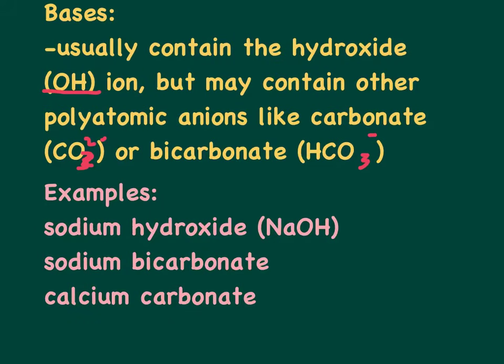These are all on your yellow sheet of polyatomic ions. These are the anions that form bases. Now the cation part of the base could be any metal. So here are some examples. We've got sodium hydroxide, which is NaOH, so that's the sodium ion with the hydroxide ion. Sodium bicarbonate is NaHCO3, so it's with the bicarbonate ion.